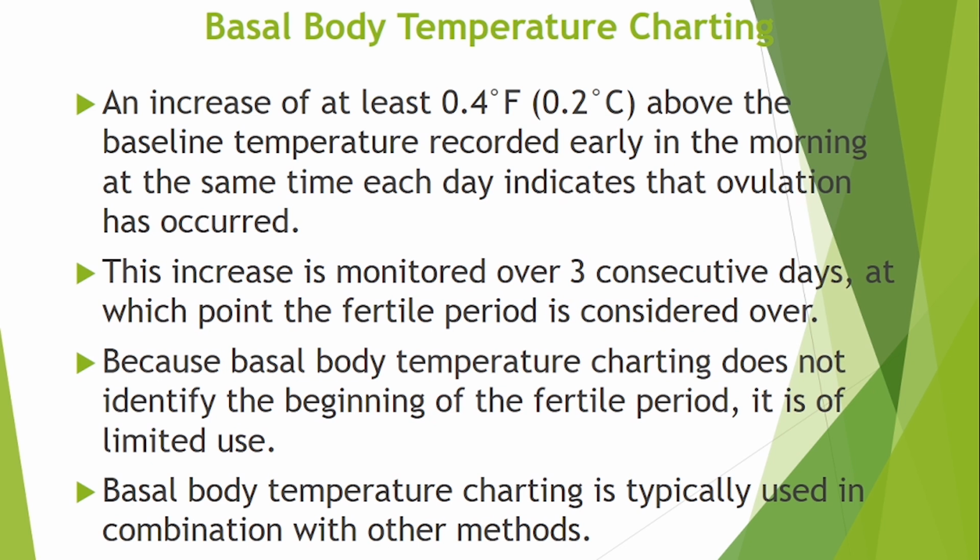Basal body temperature charting method. The woman would observe an increase of at least 0.4 degrees Fahrenheit or 0.2 degrees centigrade above the baseline temperature recorded early in the morning at the same time each day, and that will indicate that ovulation has already occurred. So this increase will be monitored over 3 consecutive days, at which point the fertile period is considered over, and then the woman is now safe from getting pregnant.